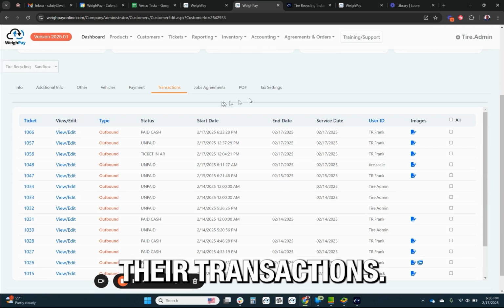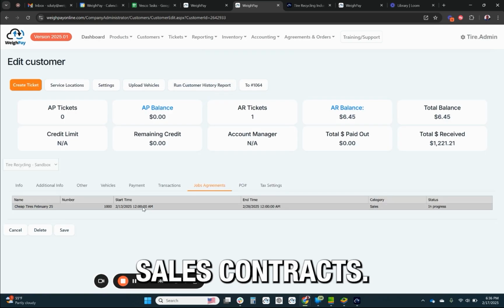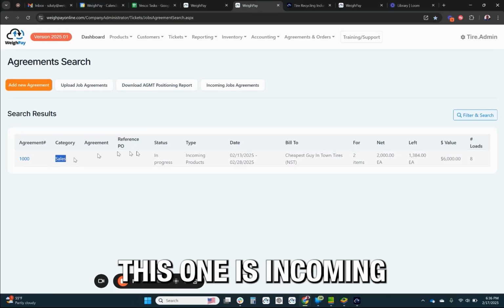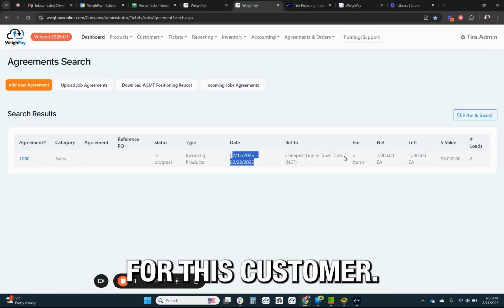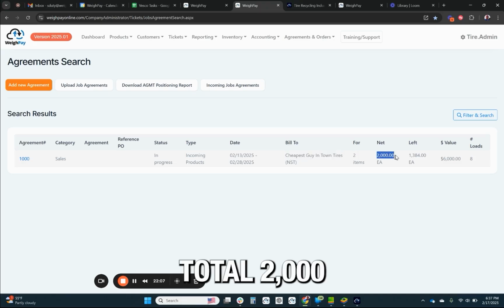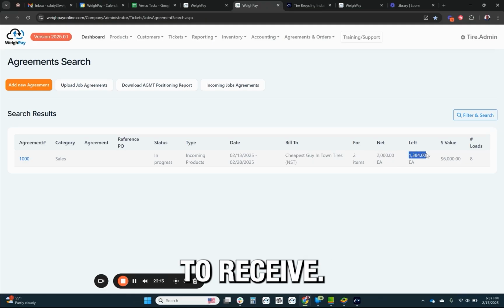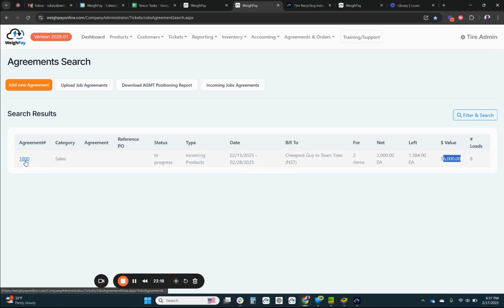Should we want to look at all their transactions, we can look at any job agreements. These are the contracts, purchase or sales contracts. You can see here that we have one sales contract. This one is incoming products between this date range for this customer. We have 2 items on this contract. Total 2,000 pounds or 2,000 each tires. So far, we have 1,300 tires left to receive with a total $6,000 value in 8 loads.